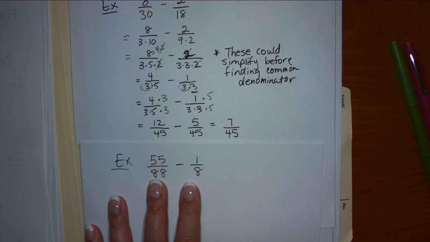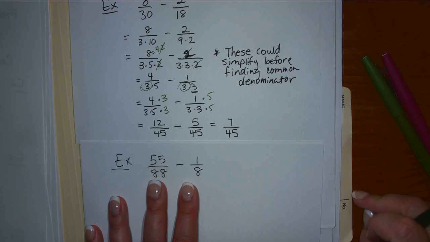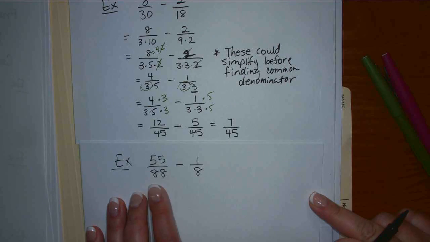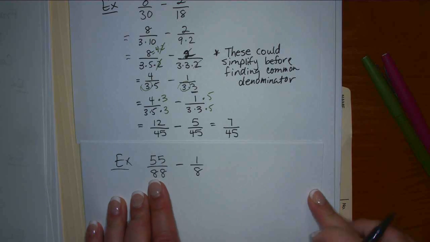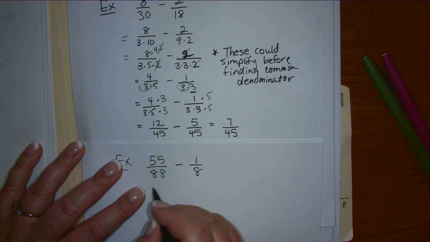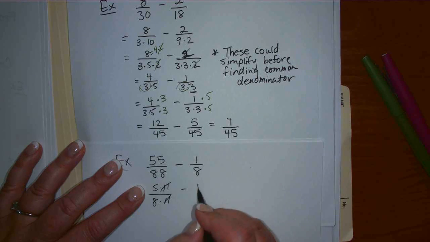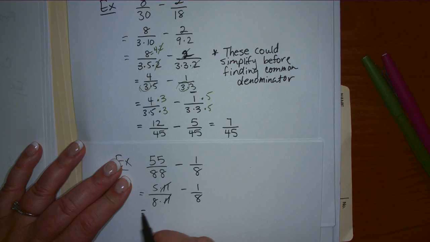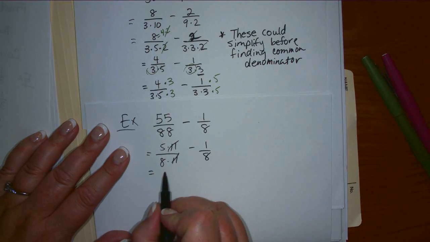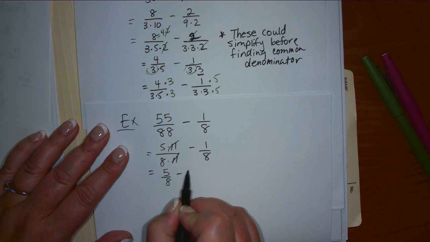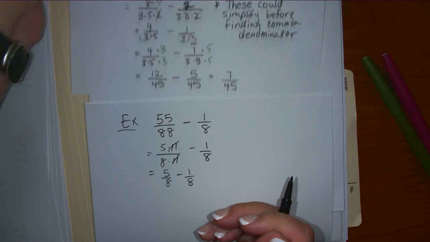Before you start, do these simplify? The first one does. What number goes into both 55 and 88? 11. So we have 5 over 8 minus 1 over 8, and we don't need to do a common denominator.